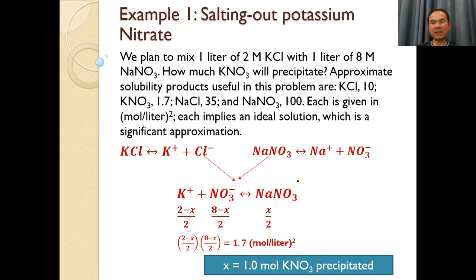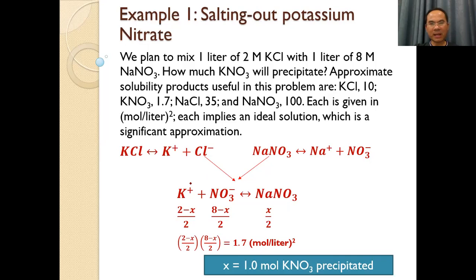Okay, for this case, we mix sodium nitrate and potassium chloride together. In solution, they will be ionized. Potassium chloride will ionize to potassium ion and chloride ion. Sodium nitrate also ionizes to sodium ion and nitrate ion. The potassium ion will interact with the nitrate ion to form potassium nitrate, which is the precipitate, from the problem statement.